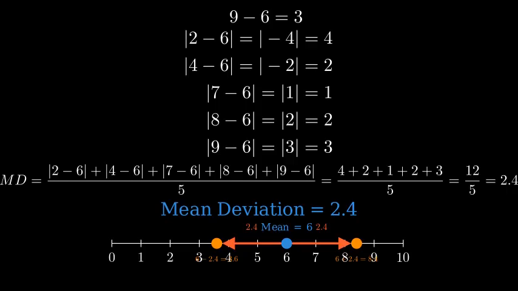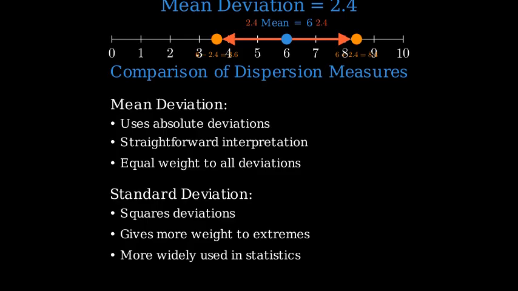Let's compare mean deviation with other measures of dispersion. Standard deviation also measures dispersion, but it squares the deviations before averaging, which gives more weight to extreme values. Mean deviation is more straightforward and may be easier to understand, but standard deviation is more commonly used in statistical analysis because of its mathematical properties.